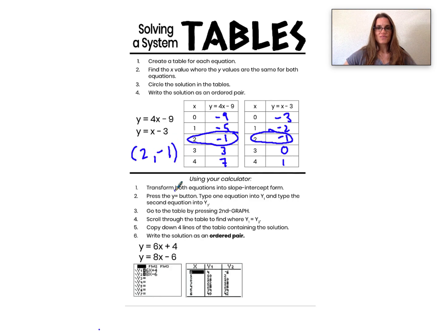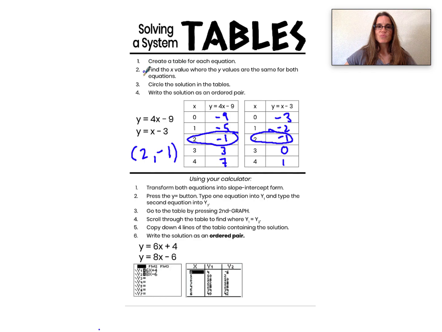So our solution, which we have to remember to write down as an ordered pair, is 2, negative 1. It's really, really common for students to not write anything but the tables or to circle this ordered pair in the table. You have to write down the ordered pair. You have to answer the question, what is the solution to this system? The solution to the system is 2, negative 1.